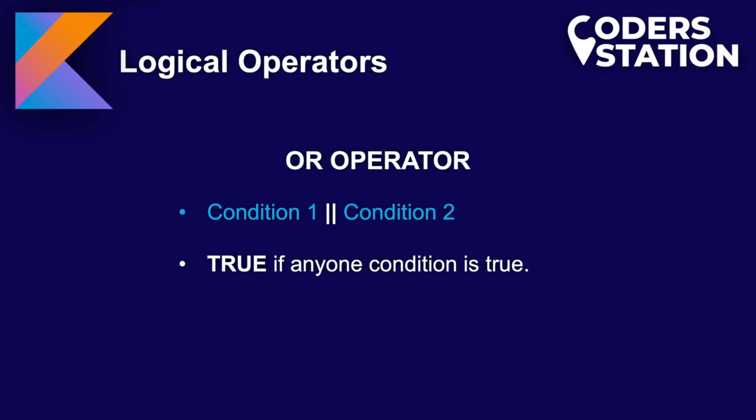The OR operator is again used to check multiple conditions, but here if any one of those conditions is true, like if condition 1 is true or condition 2 is false, the OR operator will return a true value since condition 1 was true. That means if any one of the given conditions is true, the OR operator will return a true value. But if all the conditions are false, then the OR operator will return a false value. So let's understand this better in the code.